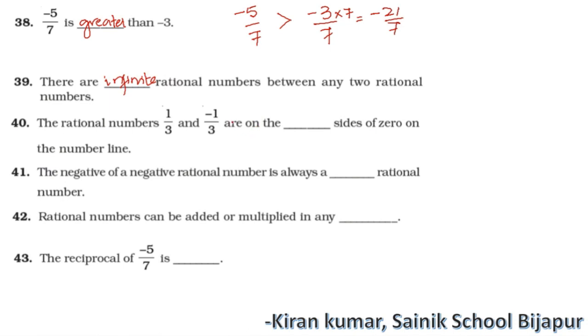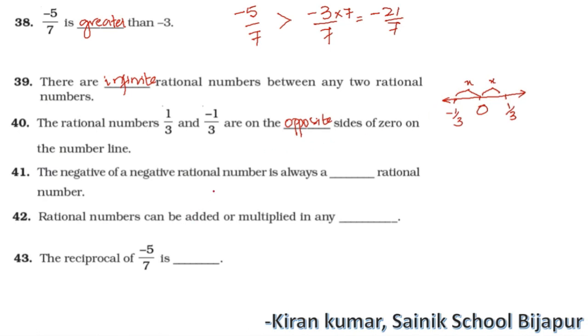The rational numbers 1 by 3 and minus 1 by 3 are on the dash side of 0 on the number line. They are on the opposite sides of 0 on the number line. When you look at the number line, if there is 0, consider it at the center. Towards the right side it is 1 by 3, towards the left side it is negative 1 by 3. The distance between them will be equal. I have written x units here, they will be equal to each other.